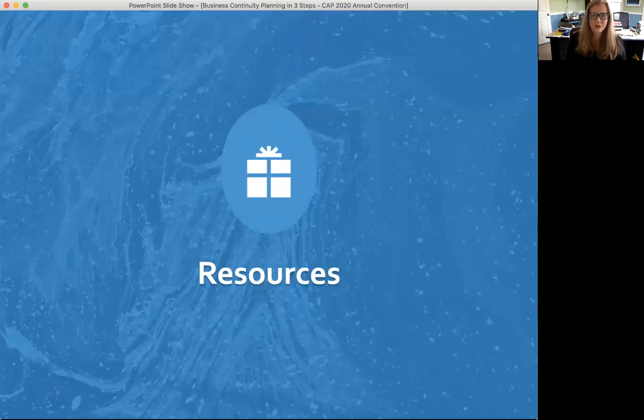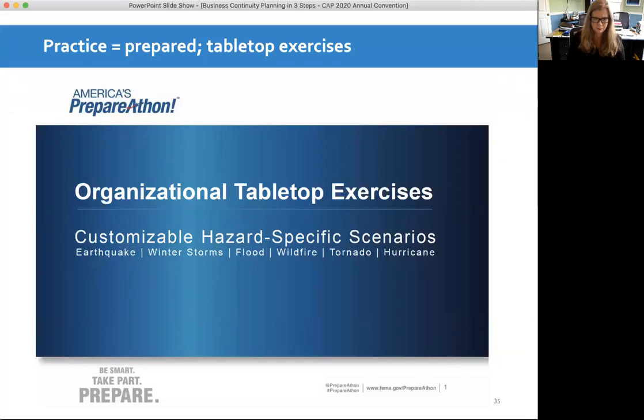All right, let's wrap up with a few resources. The first is a fillable, customizable PowerPoint deck from FEMA. It's a series of tabletop exercises that you can do. You've probably heard the term tabletop exercises. It's a way to practice working through different scenarios: if this were to happen, what would we do? This is a cool fillable deck that was created by a federal agency. You can find it at www.fema.gov/prepareathon. I would encourage you to take a look at this slide deck, try customizing it, and practice with your team.